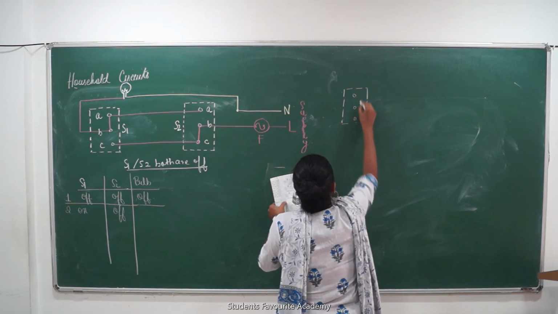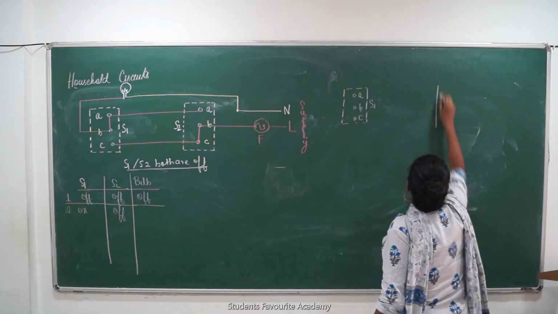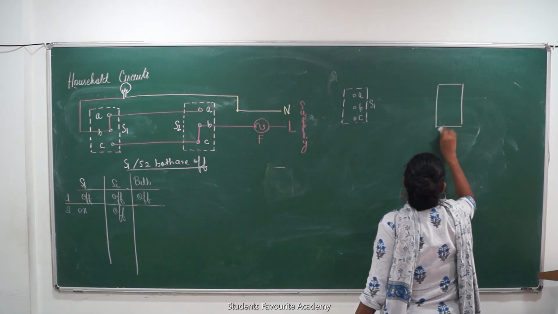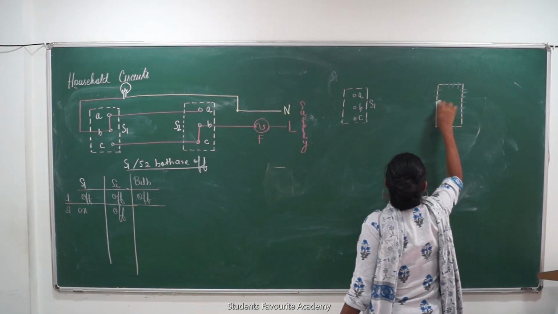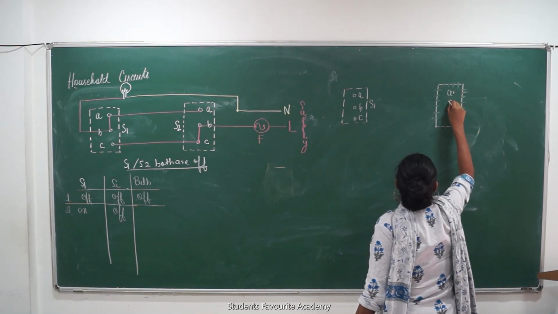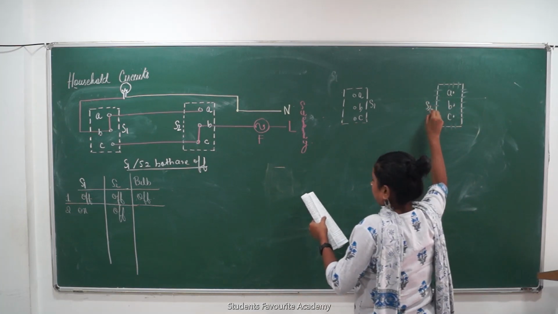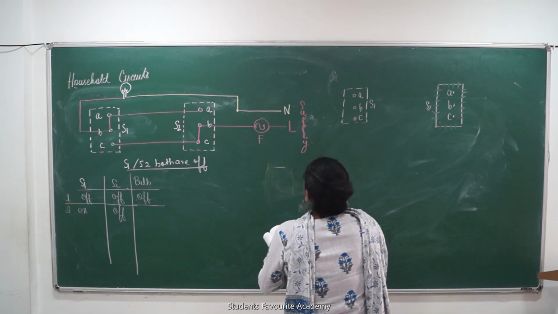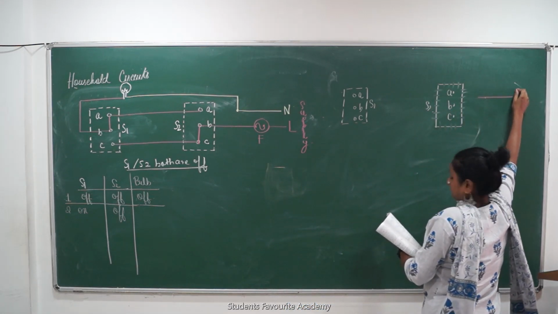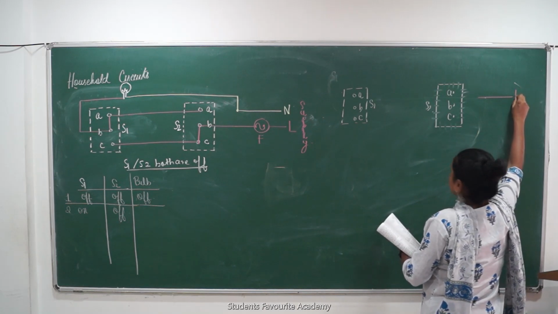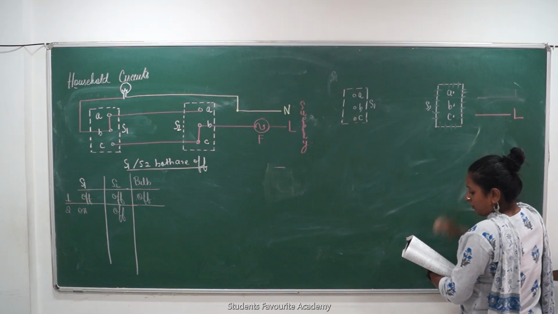B, C. This is switch S1. This is A, B, C. This is for switch S2. Don't talk, beta.